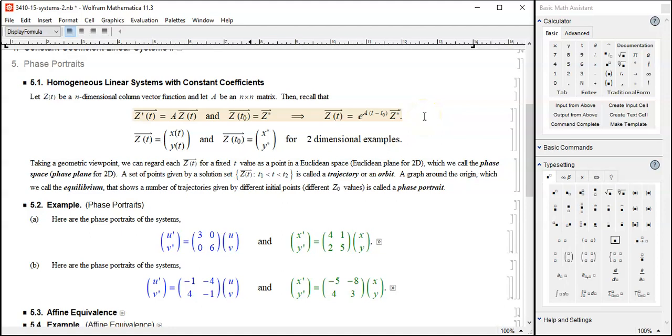Now, a single point z of t for fixed t is not that interesting because it's just one point. So what we're going to do is to move t around. So a point z of t is moving around as t moves from t1 to t2. We get a solution set, not just a point, but a solution set given by this vector function z of t, where t is moving from t1 to t2.